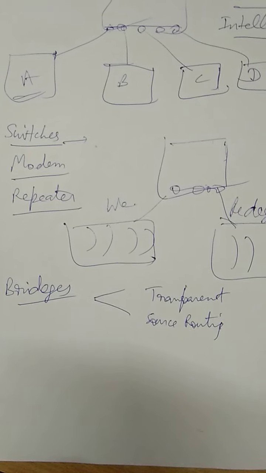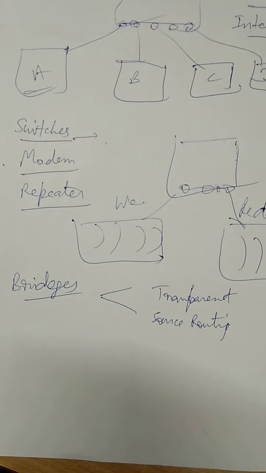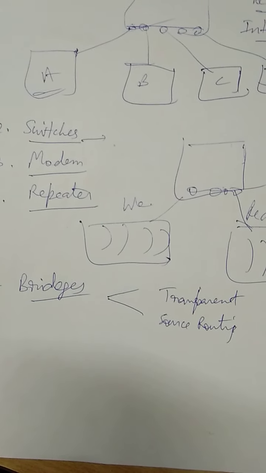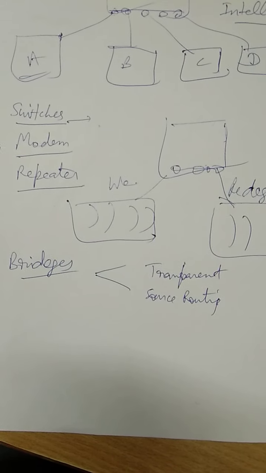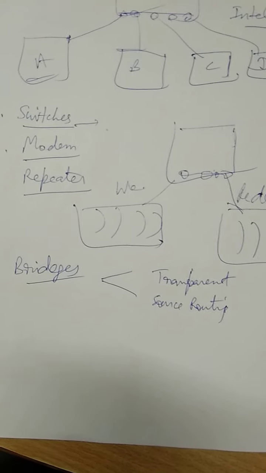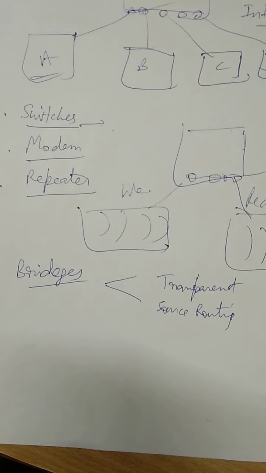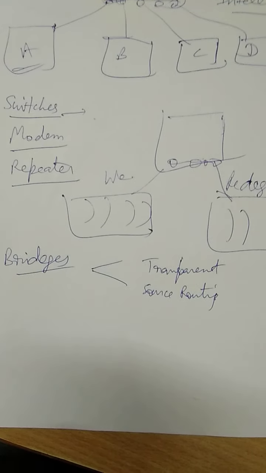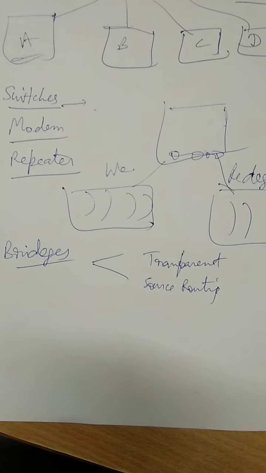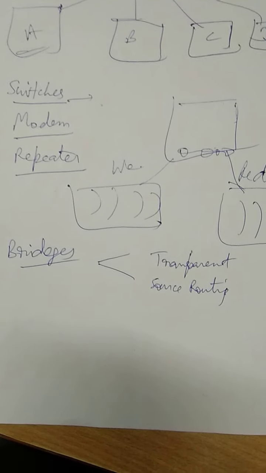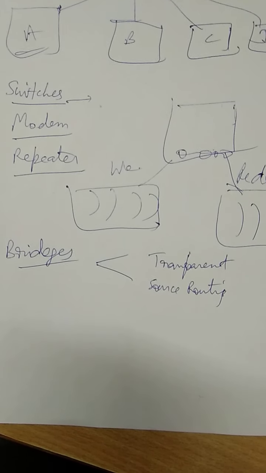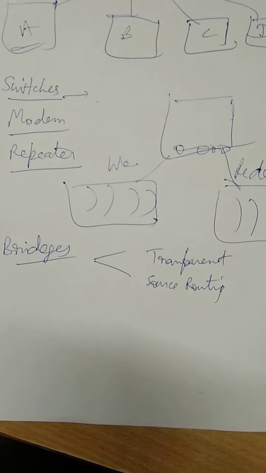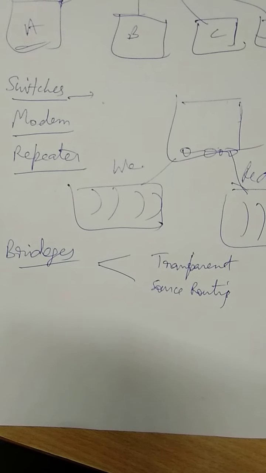Next is source routing bridges. In this, a sending station defines the bridges that should be visited by the frames, or you can say by the packets. The addresses of these bridges are included in the frame. So a frame contains not only the source and destination address but also the bridge address. This is the source routing bridge.